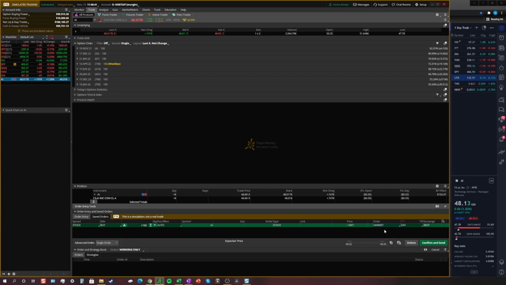The top one is the market order, and what you want to notice right here in the price area, and you'll notice the difference when you look at different orders, is that the price here is MKT, which stands for market. So whatever the market would get you in at, that's what it would fill you at.